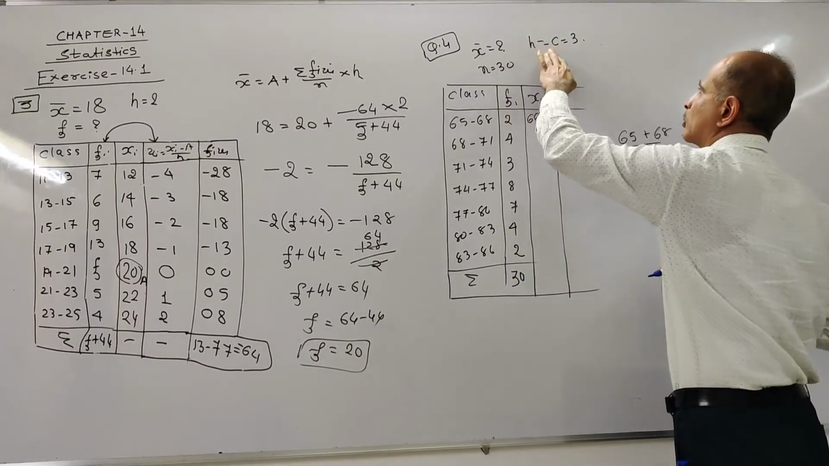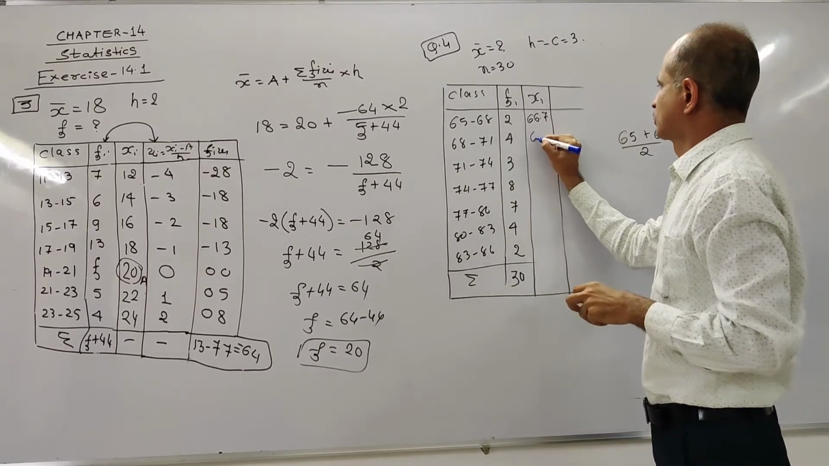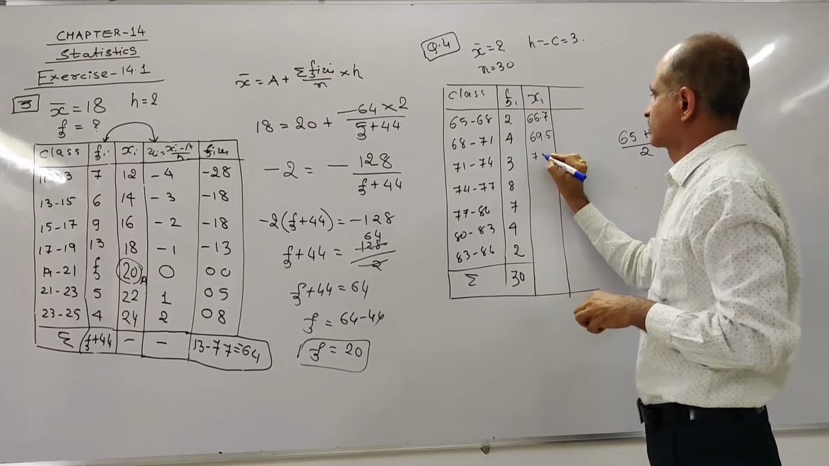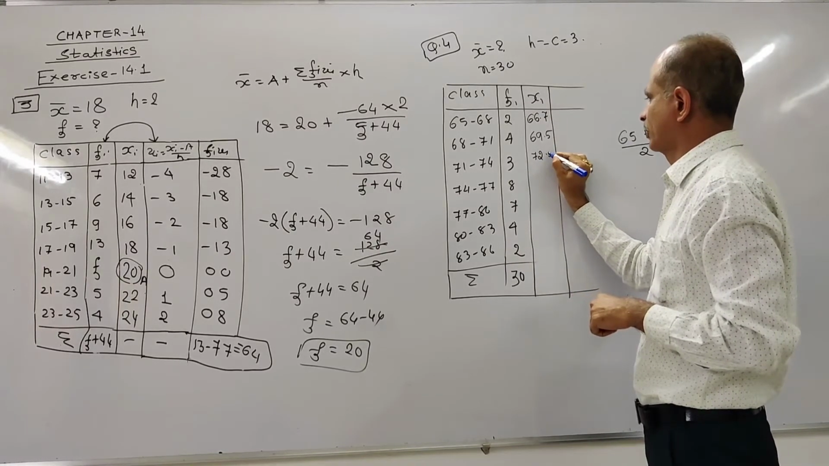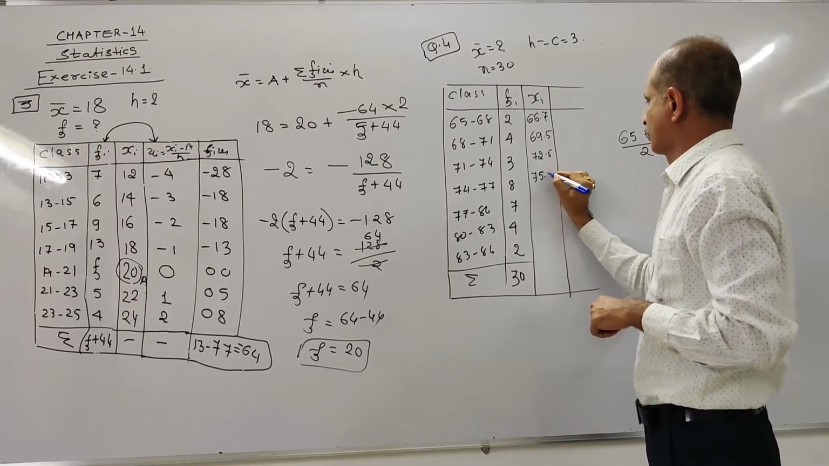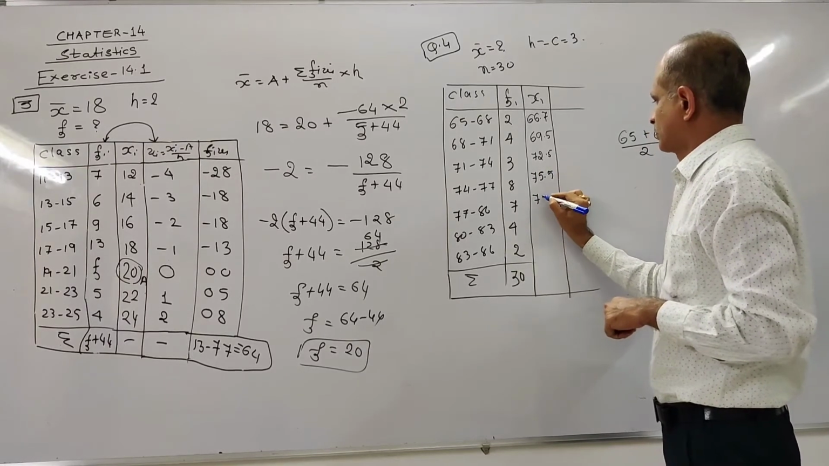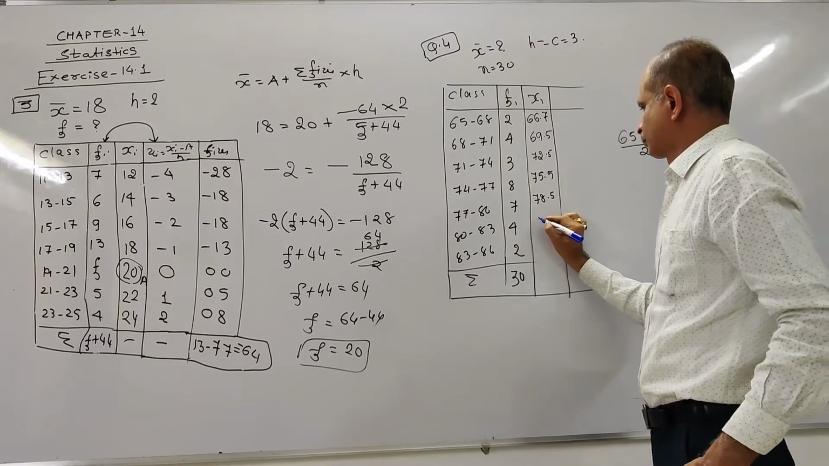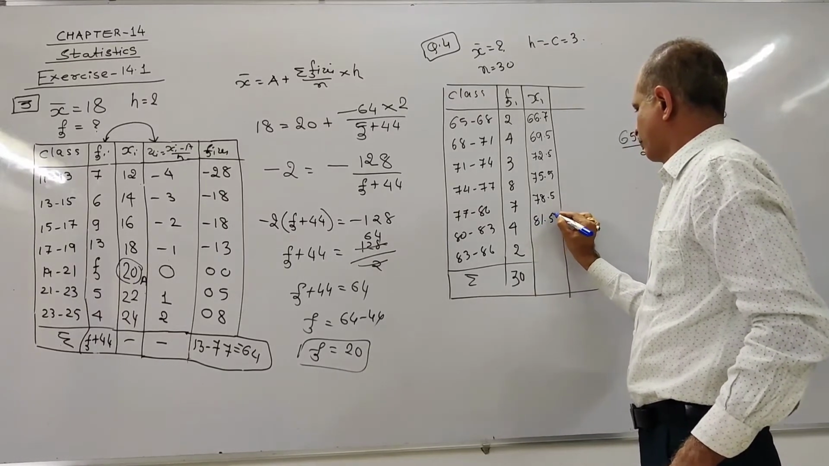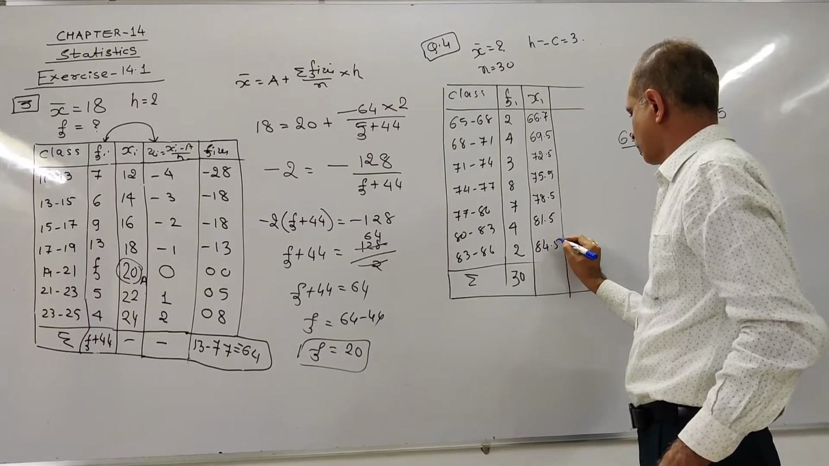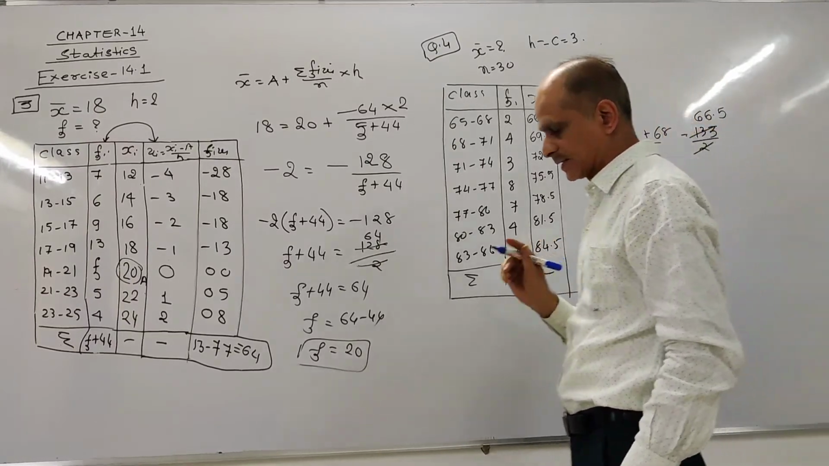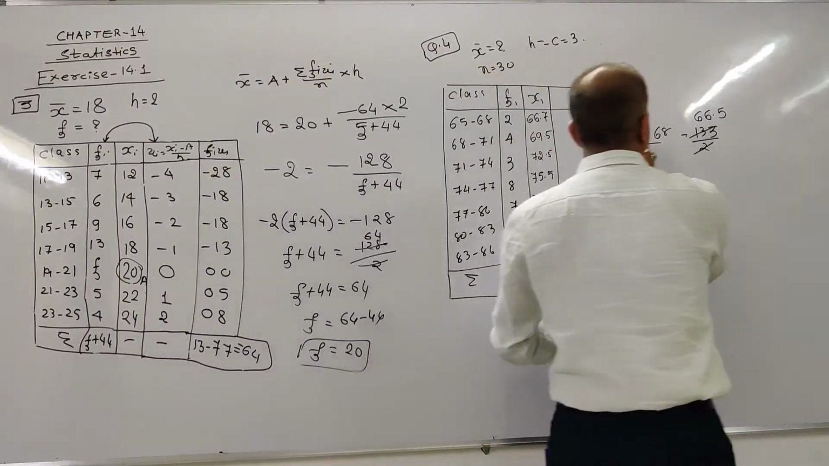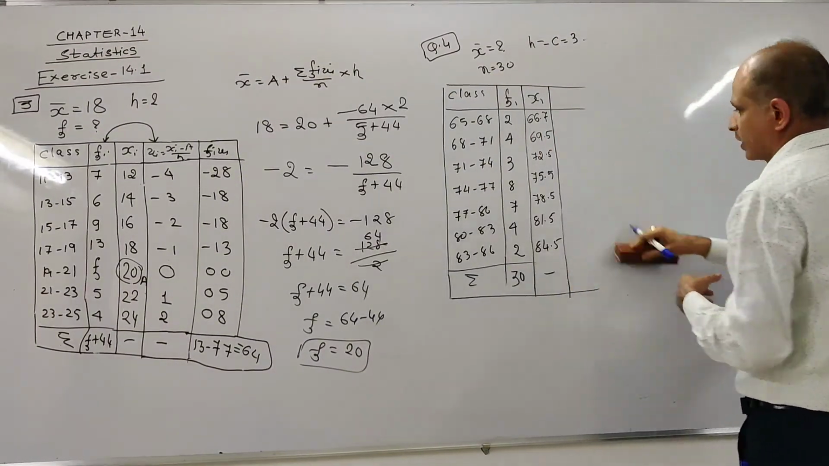Similarly, add 3 because C is equal to 3. So this one is 69.5. 69 plus 3 means 72.5, 75.5, 78.5, 78 plus 3, 81.5 and 84.5. That is your xi. You know how to find xi? Lower limit plus upper limit by 2, and it is known as class mark.